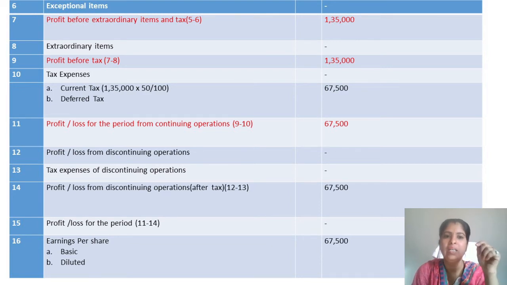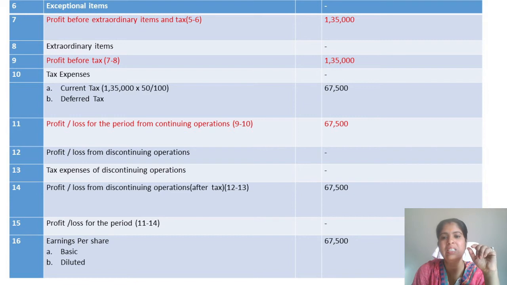Already we got tax expenses for the current year as 50%. We got profitability of 1,35,000. On 1,35,000, 50% of the taxation has to be charged. So 67,500. After deducting exceptional items and extraordinary items, we got a profit of 1,35,000. On 1,35,000, 50% of the tax. 50% of 1,35,000 is 67,500.